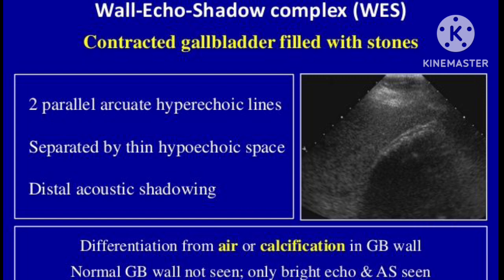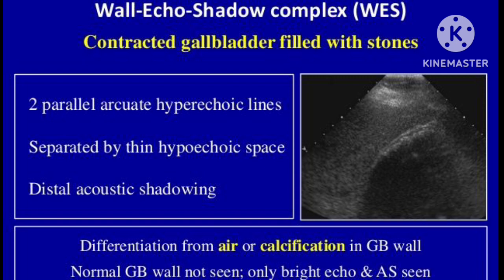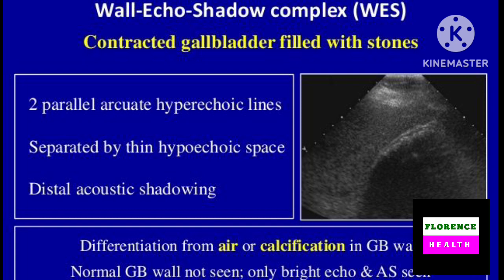Look at the slide. This slide shows two echogenic lines having a hypoechoic interface with a posterior acoustic shadow. These are the features of wall echo shadow, which is seen in case of gallbladder filled with multiple stones, that is gallbladder with impacted stones inside. One point you have to remember, air inside the gallbladder will present as a bright echo having a posterior acoustic shadow where the normal gallbladder wall is not seen.